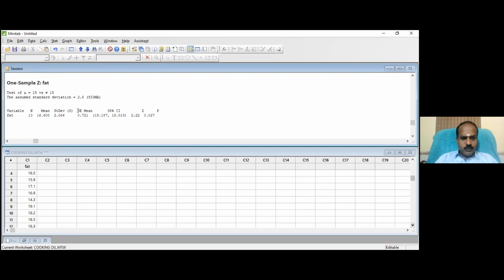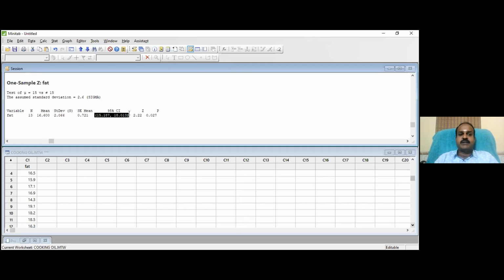And now, what is this? Anybody tell me? Standard error of the mean. How to calculate the standard error of the mean? Standard deviation divided by the square root of n. N is 13, and the standard deviation is this much. But how is it useful? This is useful to find out my confidence interval. Do you see the confidence interval here?